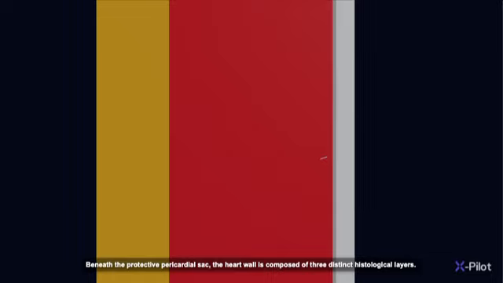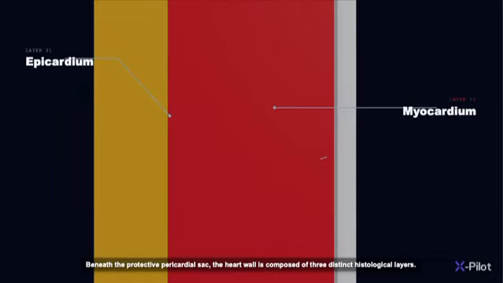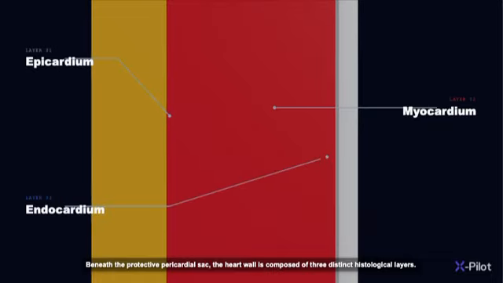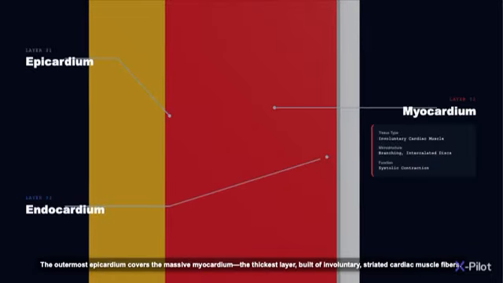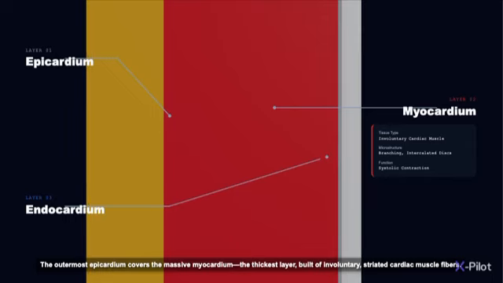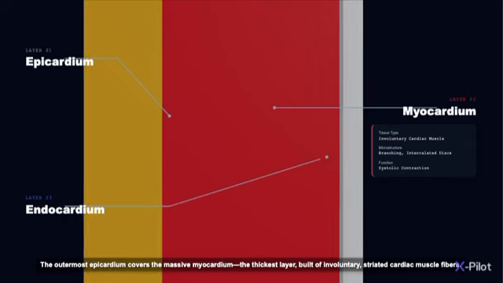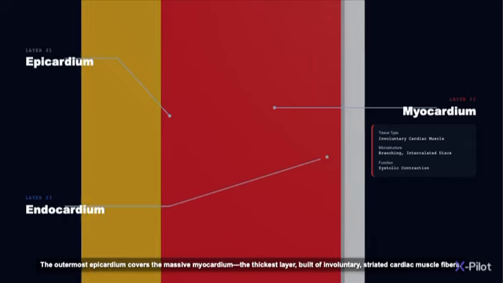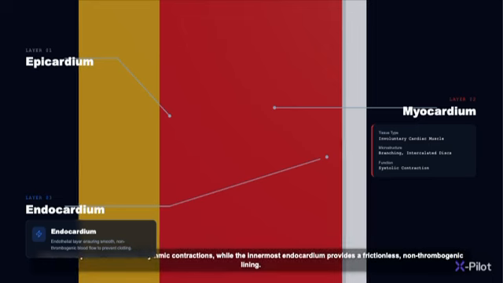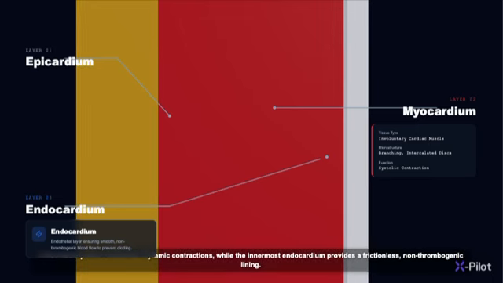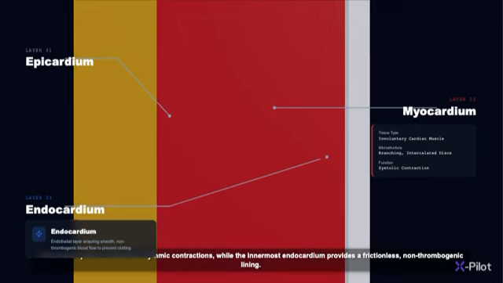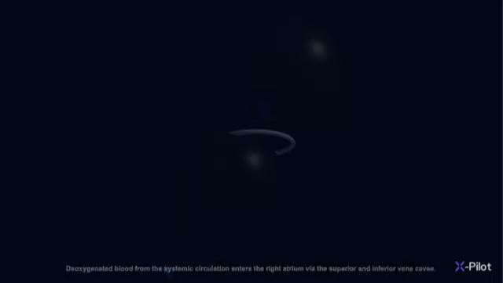Beneath the protective pericardial sac, the heart wall is composed of three distinct histological layers. The outermost epicardium covers the massive myocardium, the thickest layer built of involuntary striated cardiac muscle fibers. These fibers power continuous rhythmic contractions, while the innermost endocardium provides a frictionless, non-thrombogenic lining.